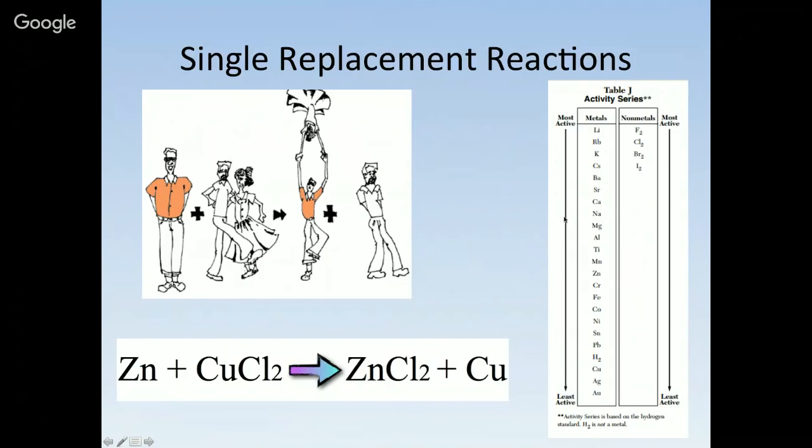So if we take this into more chemical land, we look at this reaction down here. We have zinc reacting with copper(II) chloride, and then we're creating a new compound and a new single element. Now, why does this happen? Why is this reaction able to happen? So ponder it for a second.